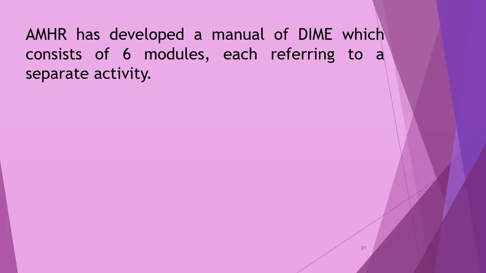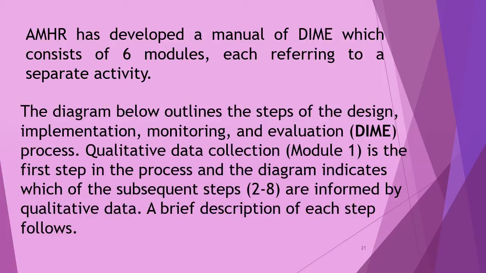It has developed a manual of DIME which consists of 6 modules, each referring to a separate activity. The diagram below outlines the steps of the design, implementation, monitoring, and evaluation process. Qualitative data collection is the first step in the process, and the diagram indicates which of the subsequent steps are informed by qualitative data. A brief description of each step follows.